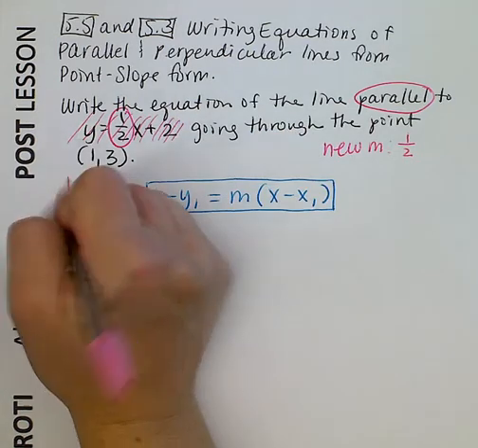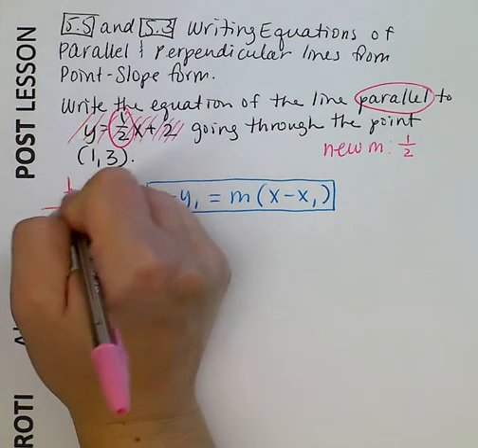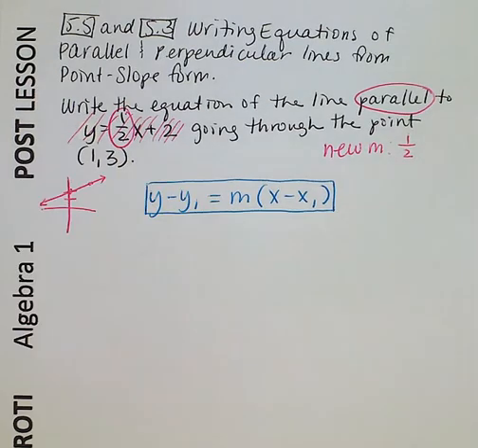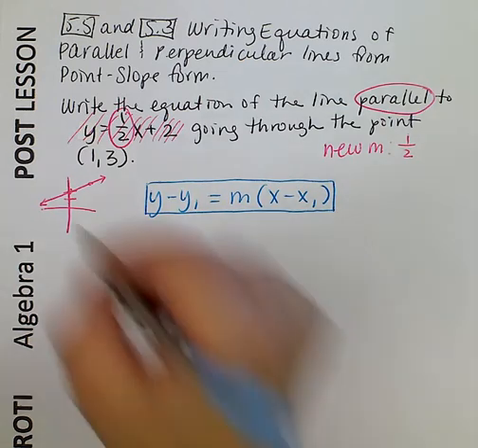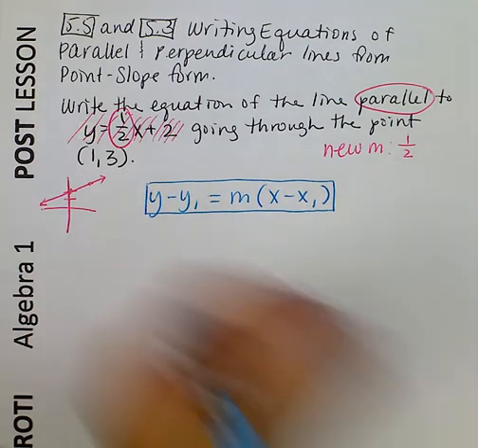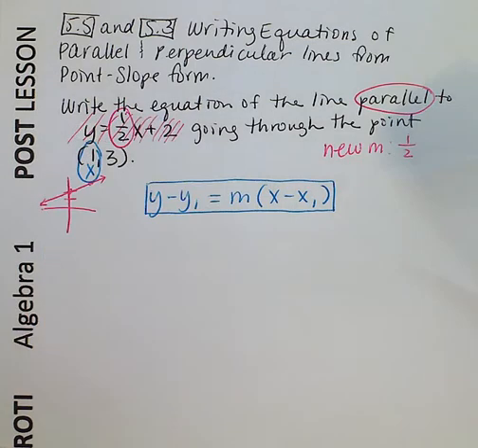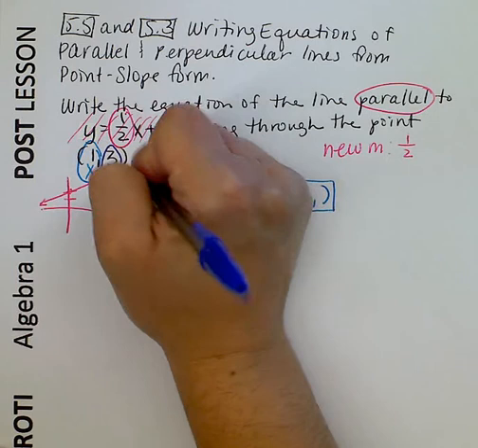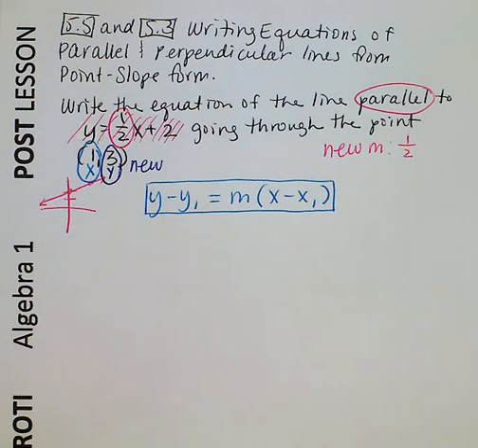So for example, if it's going through 2 and it goes up 1 over 2, the old line would look something like this. We want to find the line that's parallel but goes through the point (1, 3). So my x is going to be 1 and my y is going to be 3. Again, that is my new point, so it's my new x and my new y.